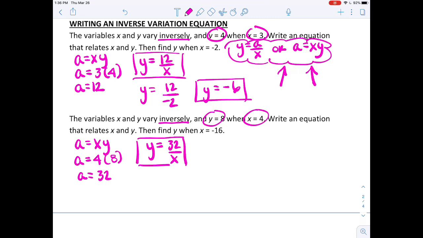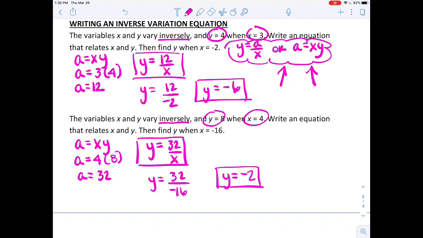Again, part 1 is done. I have written the equation. Now, I just need to plug in when x is negative 16 and find out what y will be equal to. So y is equal to 32 divided by negative 16. Again, we're just evaluating the equation when x is equal to 16. And I'm going to get that y is equal to negative 2.